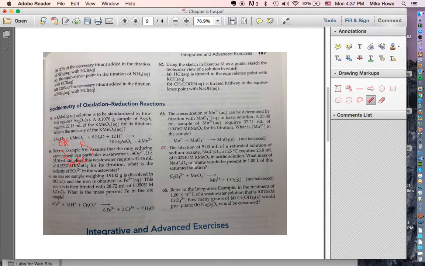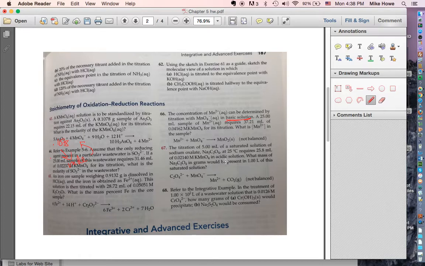Then 67, same thing. You've got to balance the equation. Notice, did you notice that this one was in basic solution? I didn't mention that. That one's in basic. So that's the harder of these two problems. You just have to add that extra step about the OHs. So watch that other movie I made.